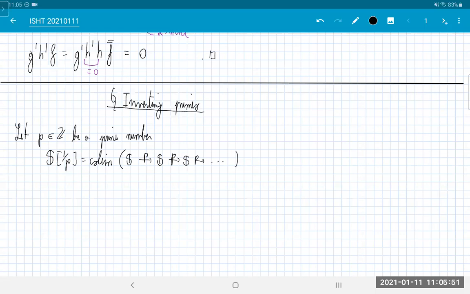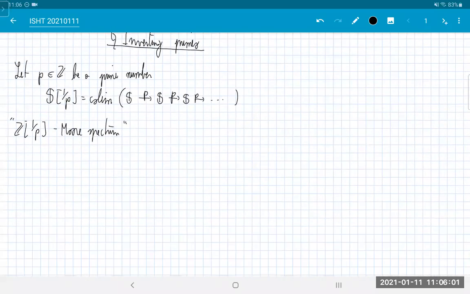This is called the Z1 over P Moore spectrum, because it has the property that its homology is Z1 over P in degree 0 and 0 otherwise. I actually should probably put a word of warning here.